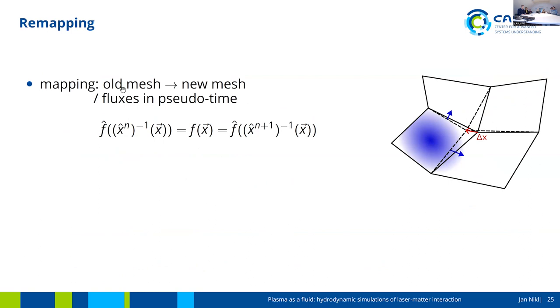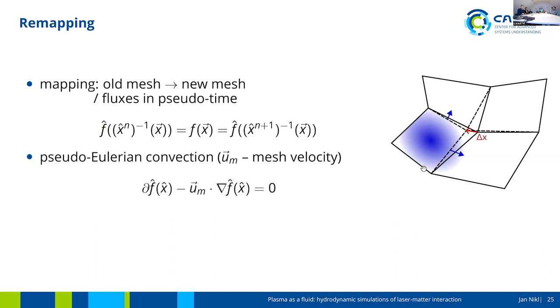As we know already, it's about mapping the quantities from the old mesh to the new mesh. So in the physical space, we want to keep the quantities at the same place, but when the mapping changes, we may look at it also that way, that when we move the mesh, we want to calculate the counterfluxes of the quantity which are induced by this artificial motion.